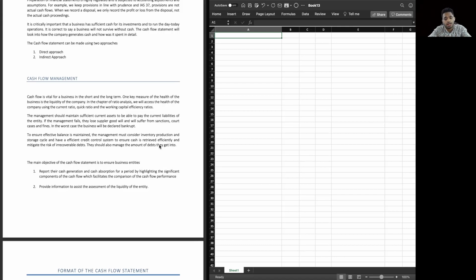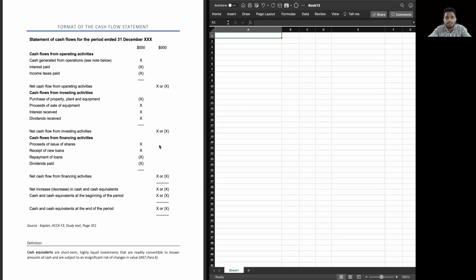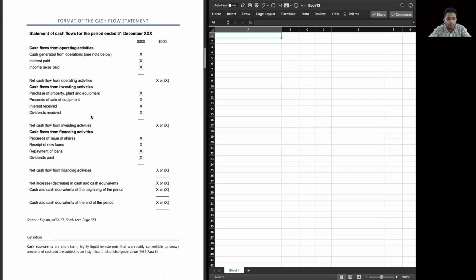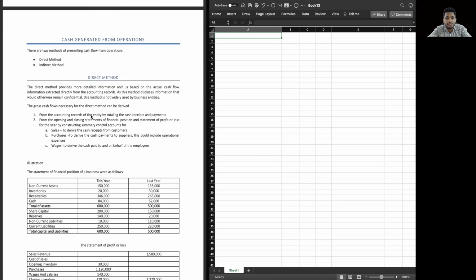Now, when it comes to the format of the cash flow, this is going to be the most basic version of the format. However, this is the format of the indirect method, for the operating activities, the operational cash flow calculation. There are two methods when it comes to cash flow statement preparation. One method is called the direct method, and the next method is called the indirect method. Now, the methods differ in the calculation of your operating cash flows.